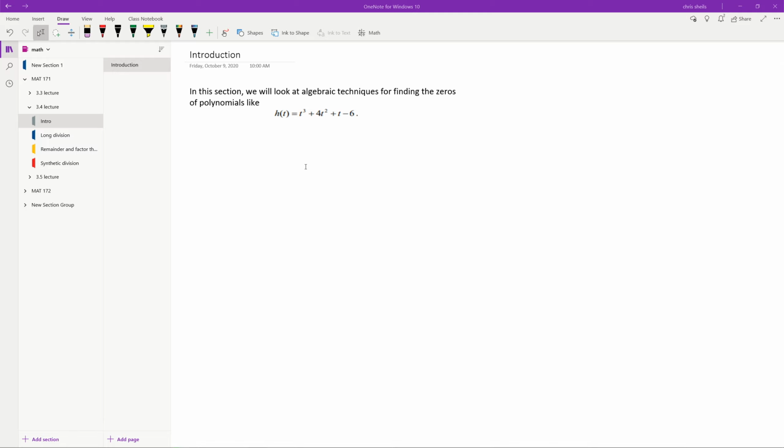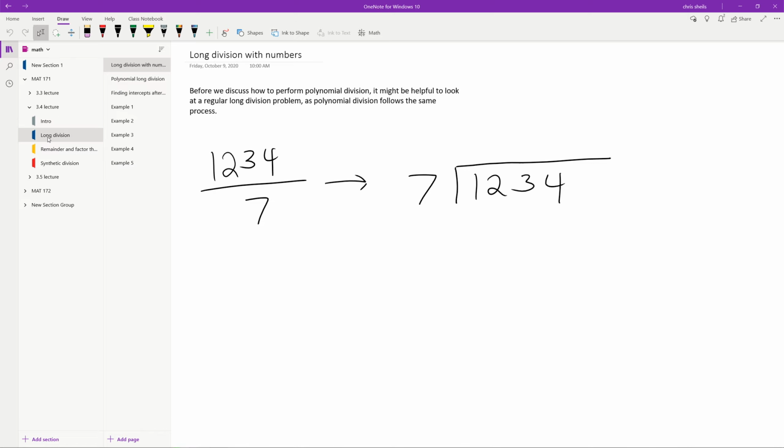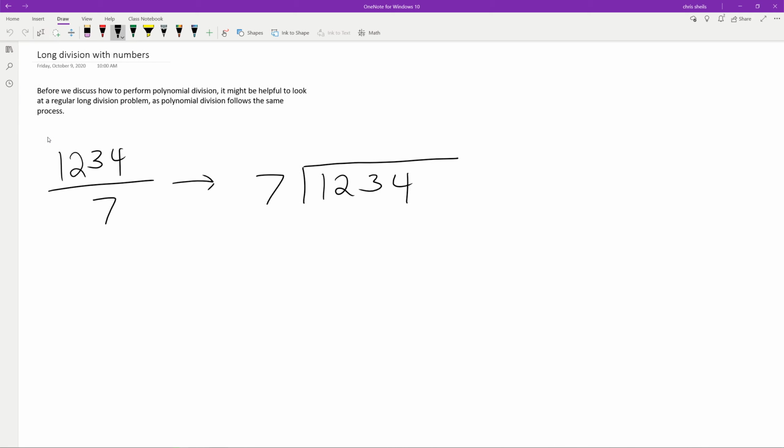In this section, we're going to look at algebraic techniques for finding the zeros of polynomials, such as the one we have in front of us. H of t equals t cubed plus 4t squared plus t minus 6. So one way of us doing this is through this technique called polynomial division.